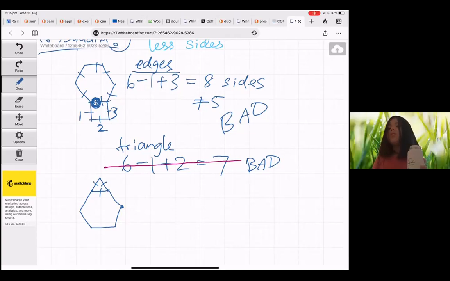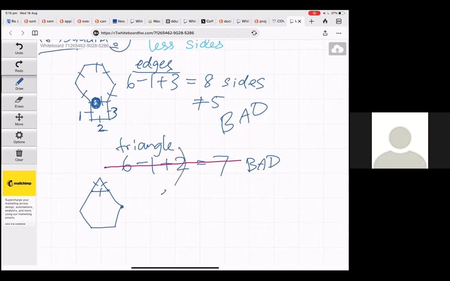Yeah. So what's special about the triangle? Why do we not use the same rule to count the edges? Why is it not 6 minus 1 for this, and then plus 2 for these 2 sides? Because if we did this formula to count the sides, then that would be like counting 1, 2, 3, 4, 5, 6, 7. So what's wrong with that counting?